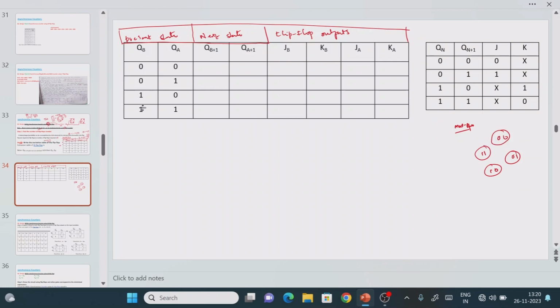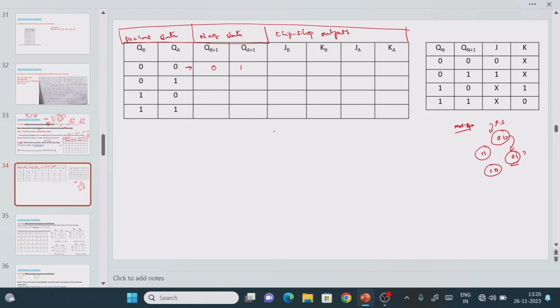So in present state we need to write this 0 0, 0 1, 1 0 as well as 1 1. Now how to write the next state value? This is the important thing, right? Suppose, for example, if you started from here, let this be your present state value. After applying the clock pulse, what is your next state value? 0 1, right? It means that for present state 0 0, the next state value is 0 1.